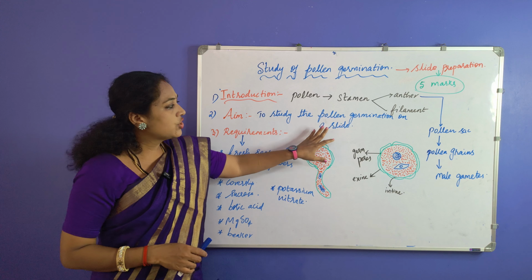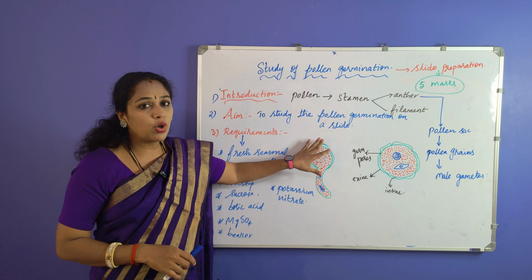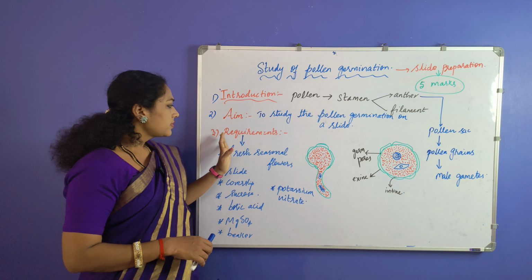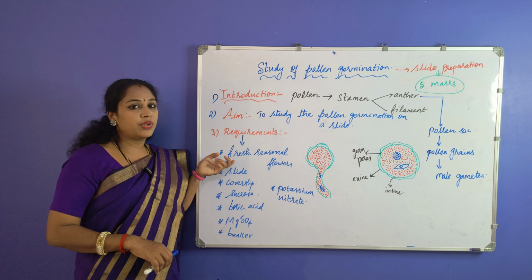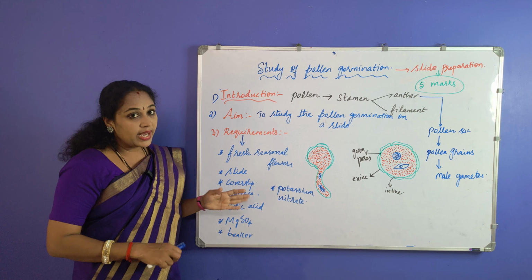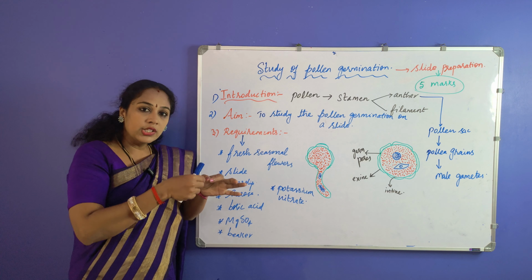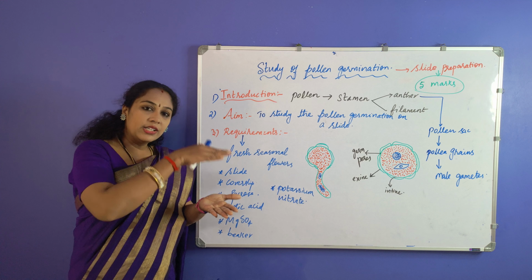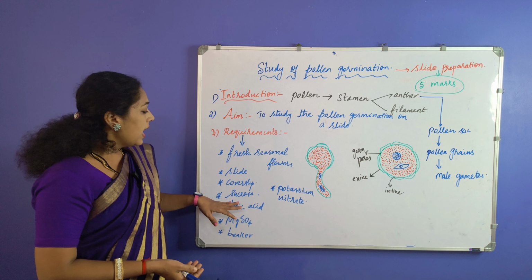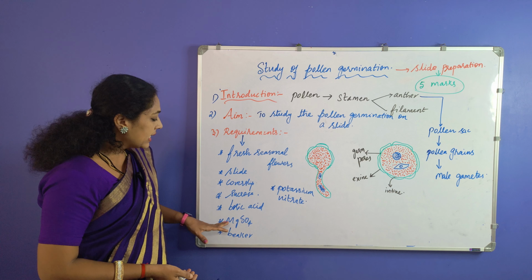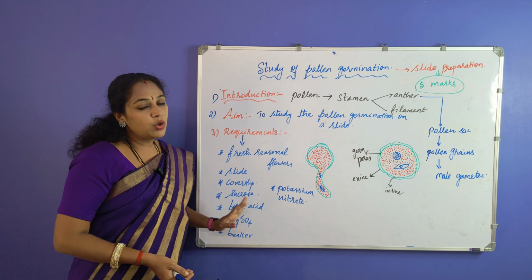To study the pollen germination on a slide. This slide is observed under the microscope because you cannot see it by the naked eye. Then what are the requirements for this experiment? Obviously, we require fresh seasonal flowers, and then the slide where we place a nutrient solution, and then we dust the pollen, tease it nicely with a teasing needle, place a cover slip on top, and observe it under the microscope. So we require a microscope, and then sucrose, boric acid, magnesium sulfate, and potassium nitrate. All these are the components which make up the nutrient solution.